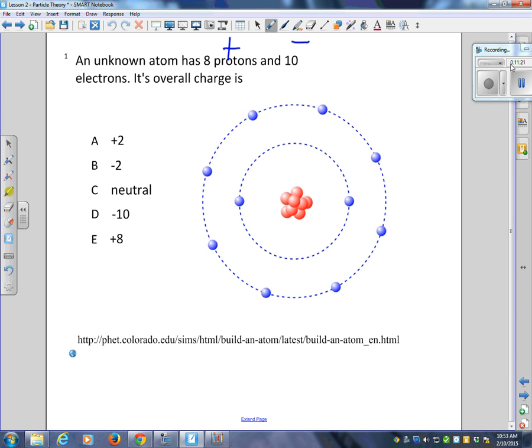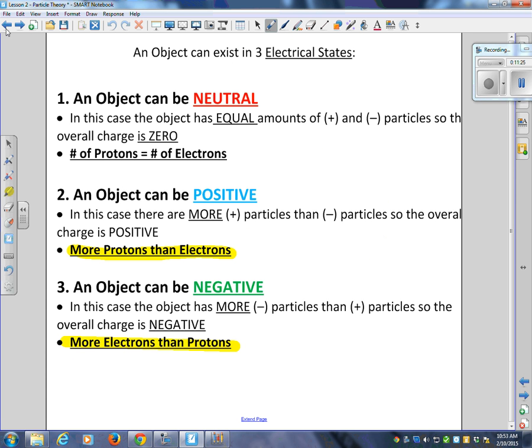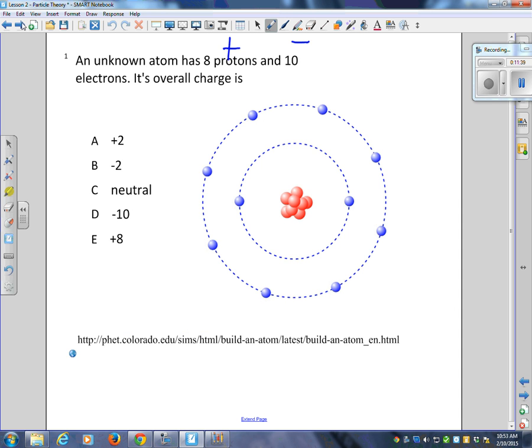I'm confused. What was I just talking about here, you guys, when you were multitasking? It's the only question. Remember I was talking about this here? In this case, object has more... 8 protons, 10 electrons. Did you answer one? No. Okay.